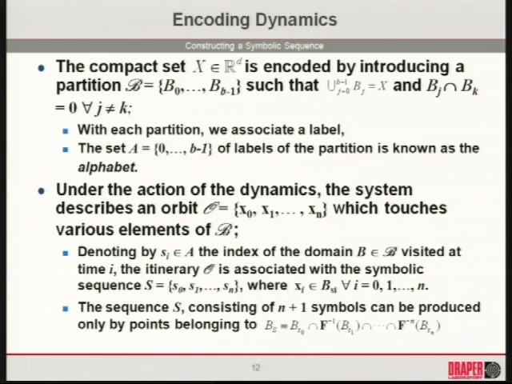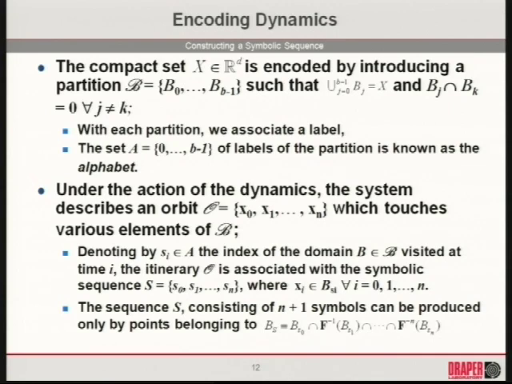So the next thing we're going to do now, and this is going to lead into the symbolic dynamics here, is I want to convert this thing into something that's a little more useful and more tractable to work with. And what we're going to do is encode that mapping into a symbolic sequence.